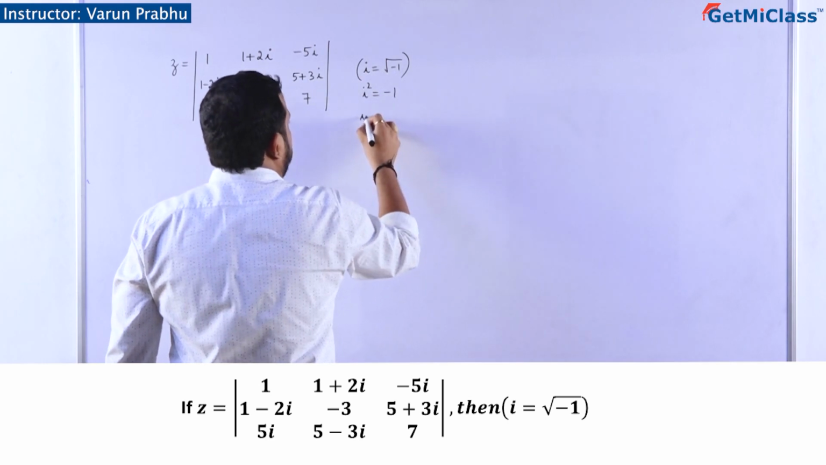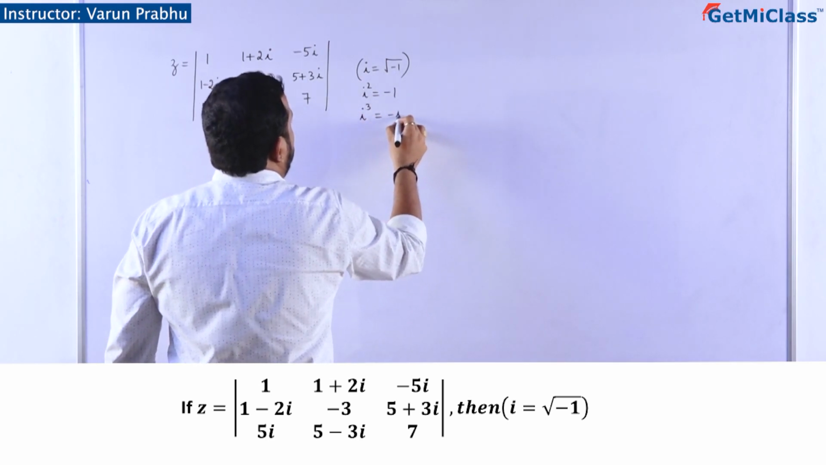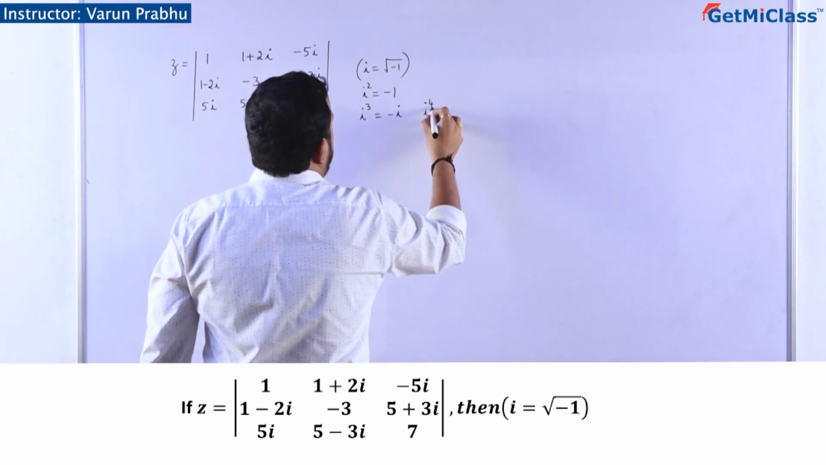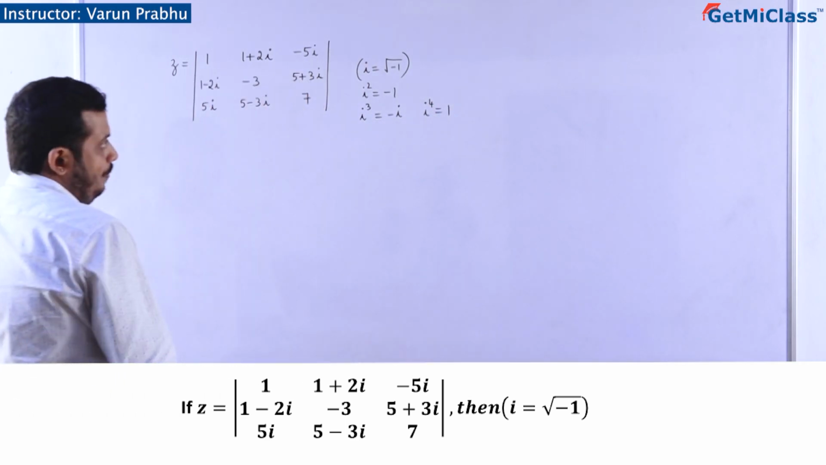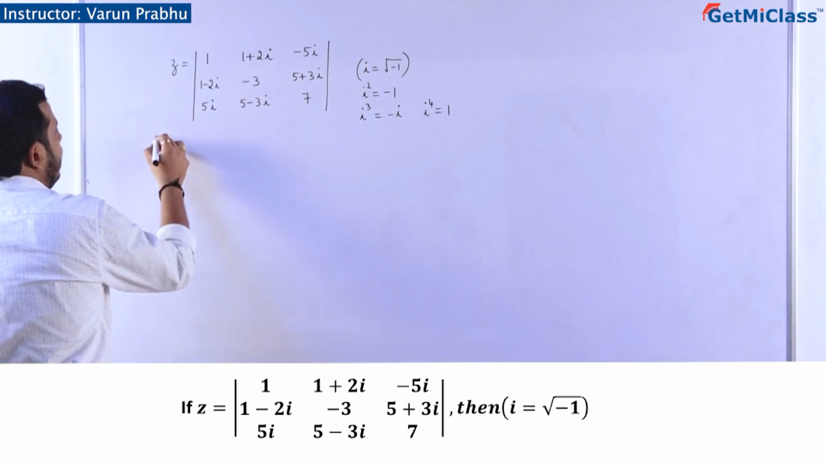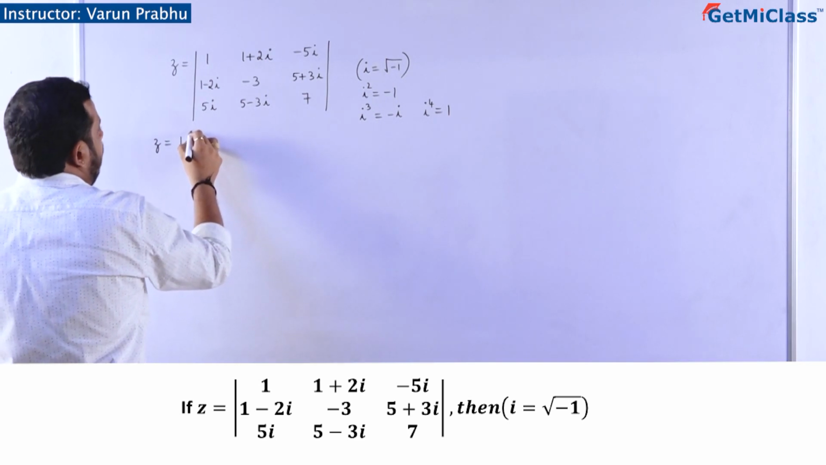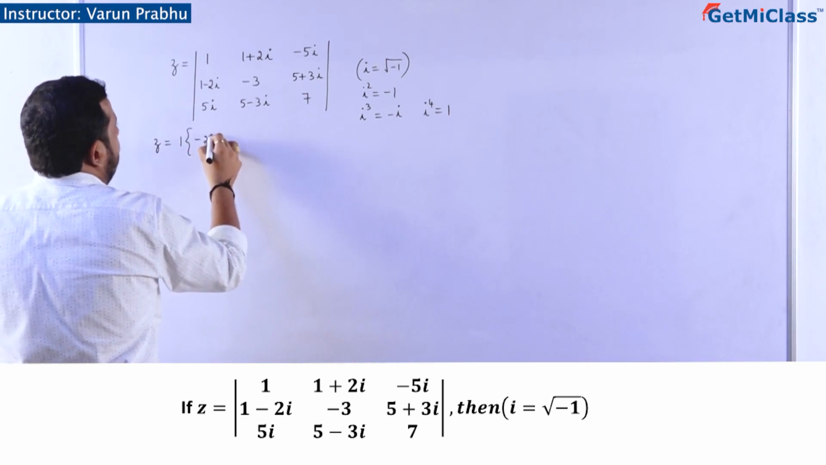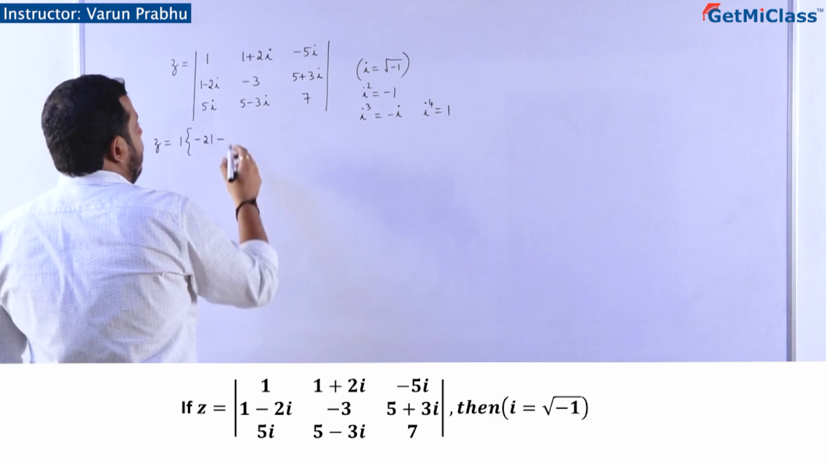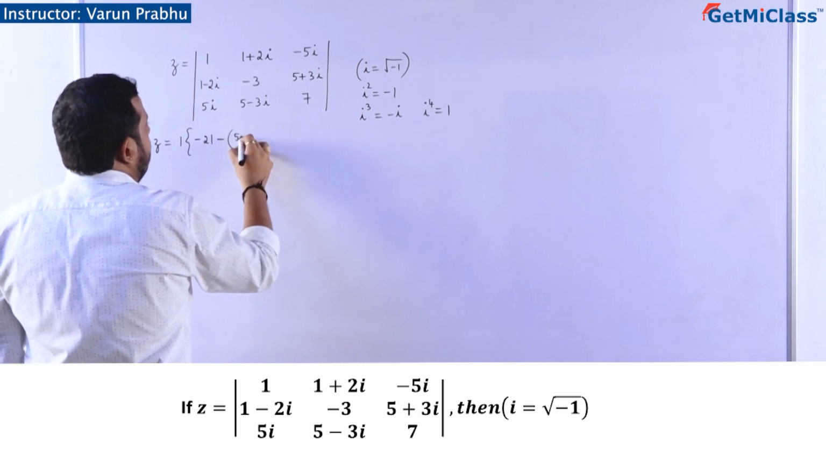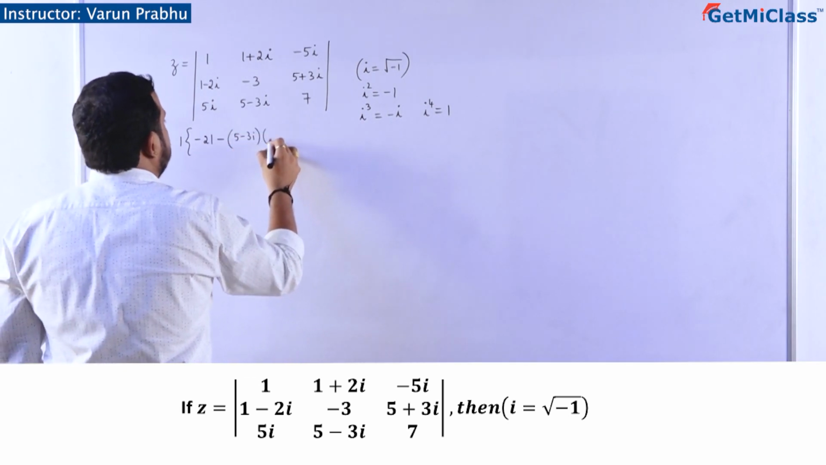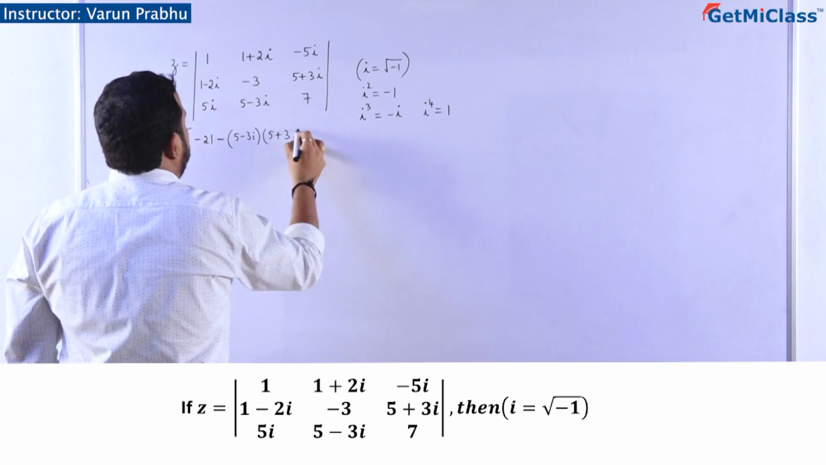i square is equal to -1, i cube is equal to -i, and i to the power 4 is equal to 1. This is what we need to know. If we know this, now we will expand this along row number 1. So I can write 1 into minus 21, minus of 5 minus 3i into 5 plus 3i, is it not?